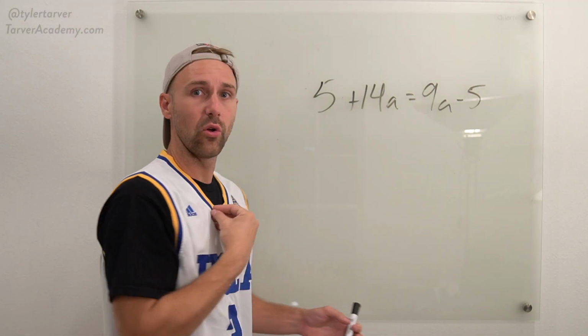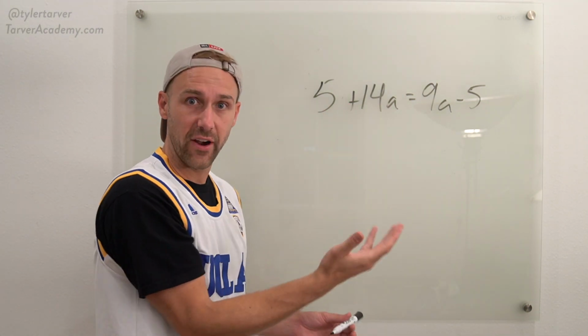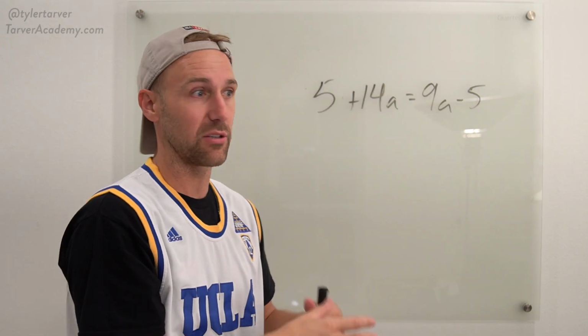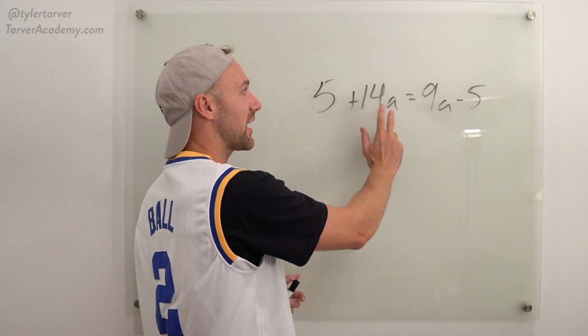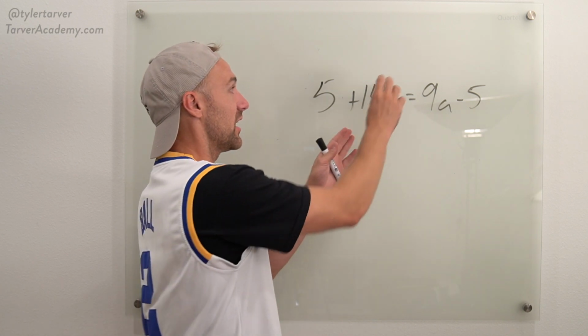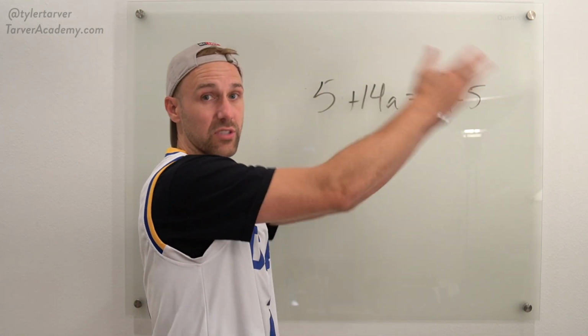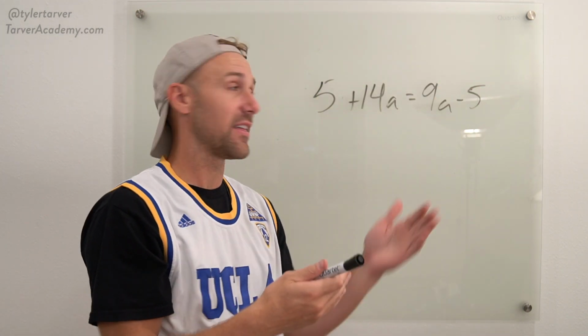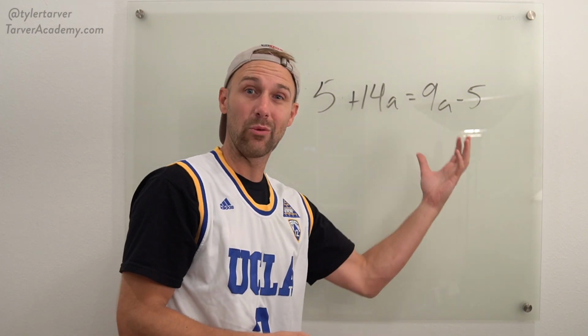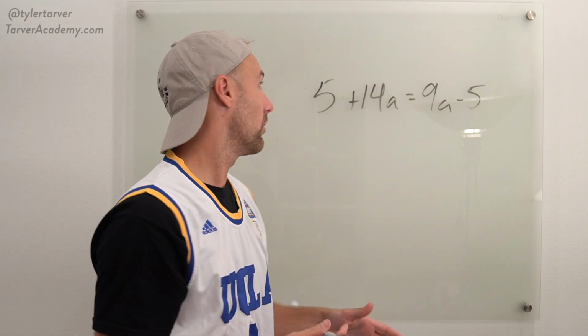So our goal here is to get the a, the variable, it could be a, it could be x, it could be any letter of the alphabet. We're trying to get it by itself equals a number. So we're trying to isolate that to figure out what does a represent. What does a equal?